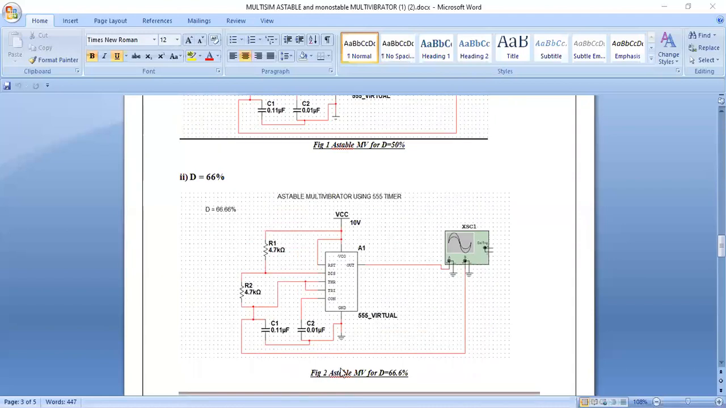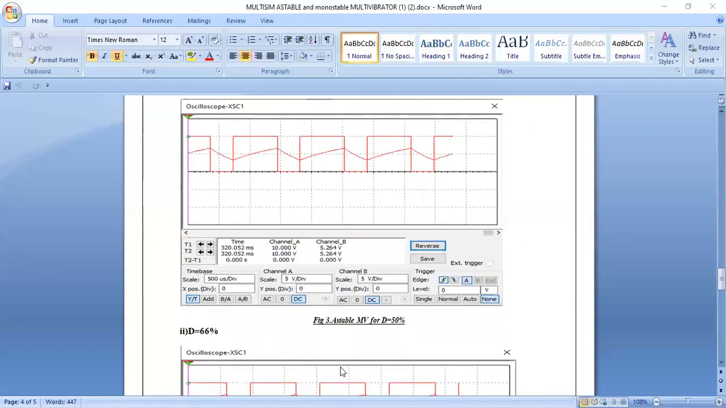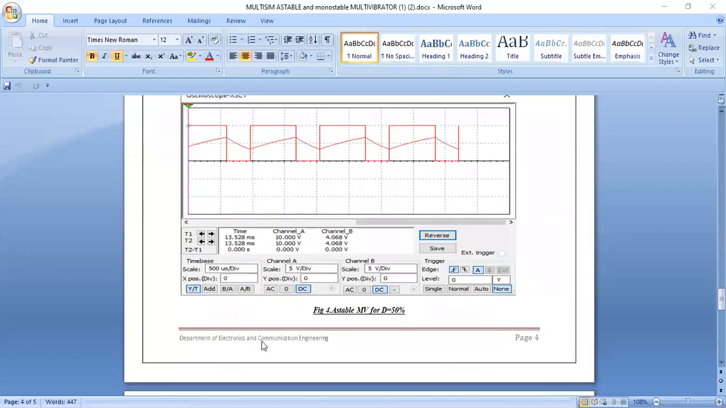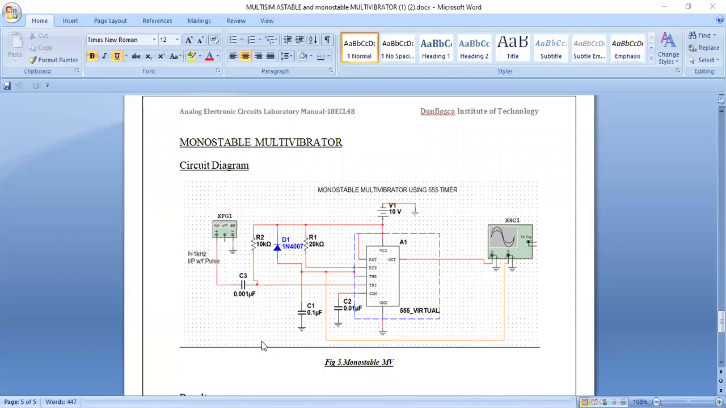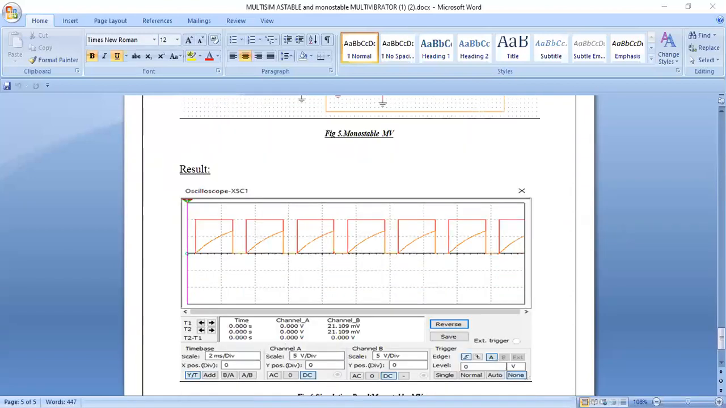So we are going to design by using Multisim, that is the 11.0 version. The waveform for 50%, and the scale I have set it for 500 microseconds. Now similarly monostable, this is the circuit diagram. That we are going to design in Multisim software, and this is what the output is going to be. Okay, let's start.